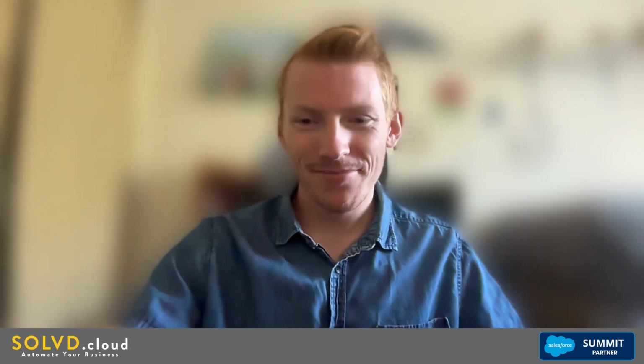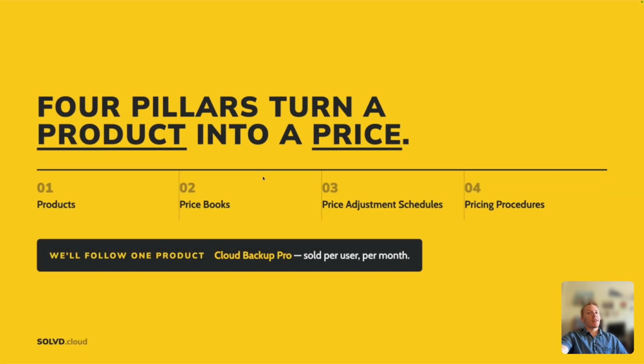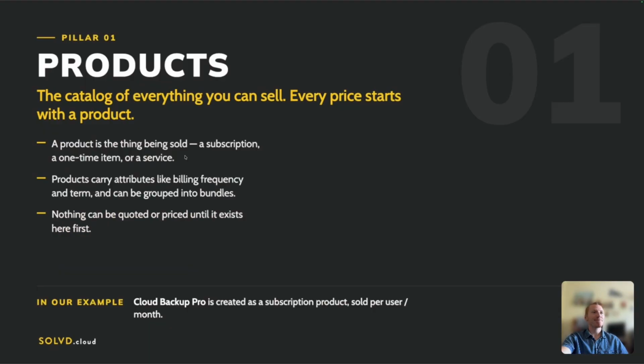Let's hop into it. All right, to start off, we're going to hit a high-level overview of everything that goes into the Agentforce Revenue Management pricing model. There are four key components that we're going to be looking at: products, price books, price adjustment schedules, and pricing procedures. And it might take a little bit to remember each of these and the differences between them. We're seeing a lot of P's and a lot of price throughout that.